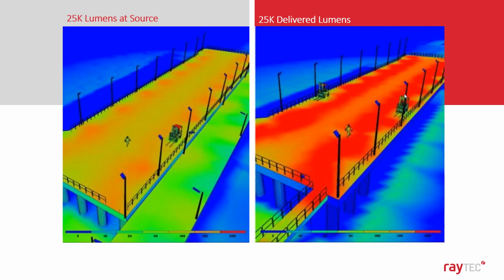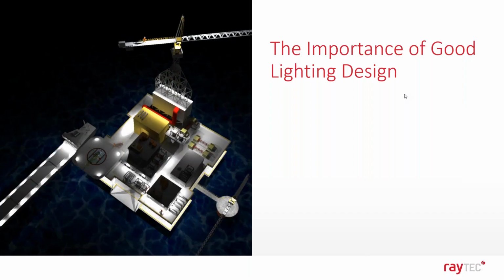We'll look at that same diagram in pseudo colors, and this shows a distinct difference in on-scene illuminance between these two fittings, which appear the same on paper. So this brings us nicely on to the importance of good lighting design. Lighting design provides clarity on a luminaire's performance and makes sure we're comparing apples with apples.